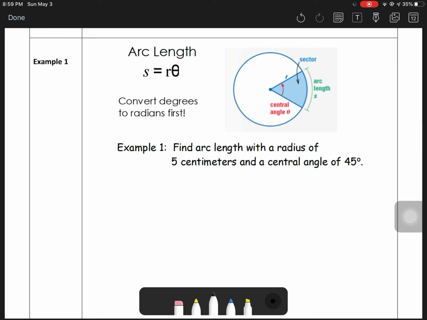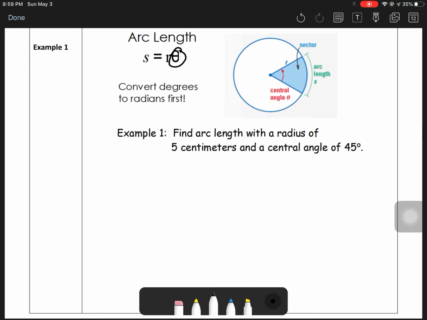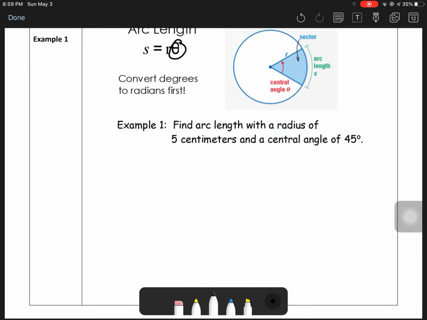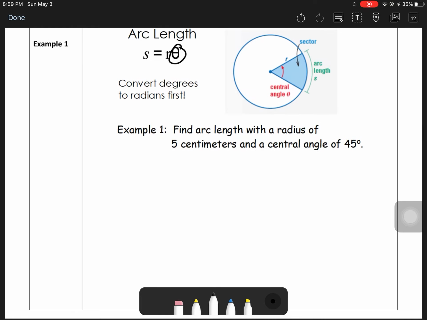So the formula for arc length is S equals R times theta. Theta is going to be our angle, typically in degrees. And then radius is whatever the radius of the circle is. So we want to find the arc length with a radius of 5 centimeters and a central angle of 45 degrees.